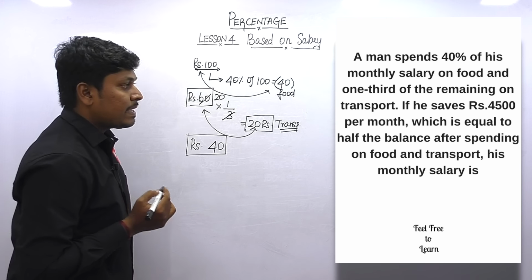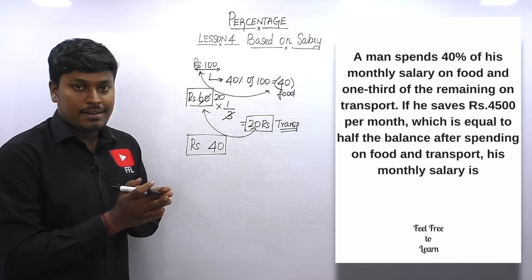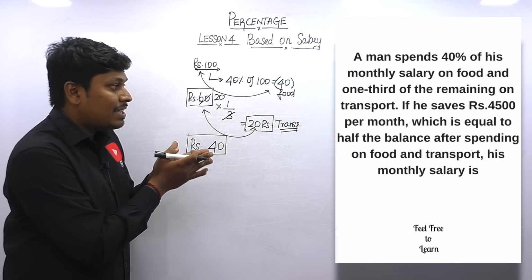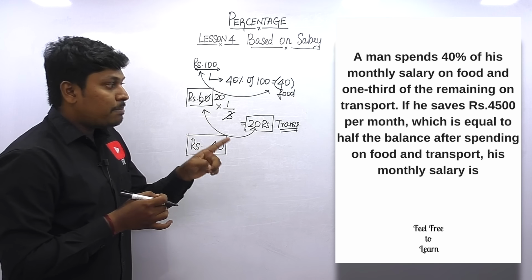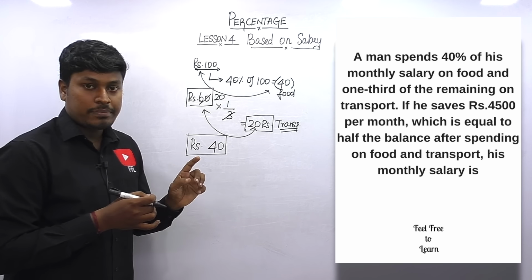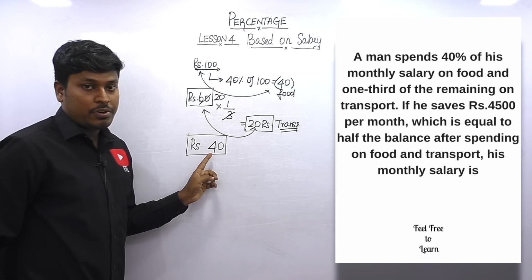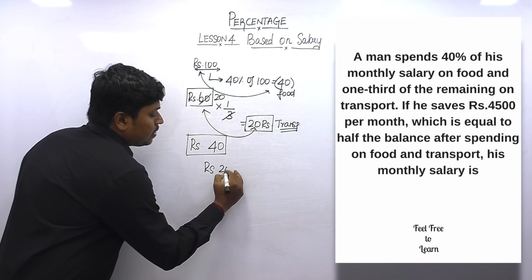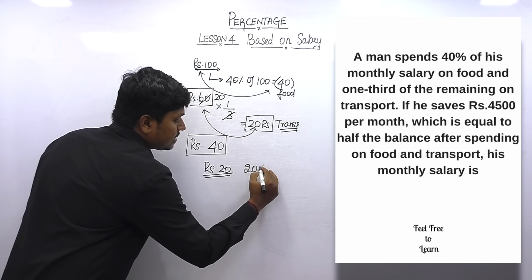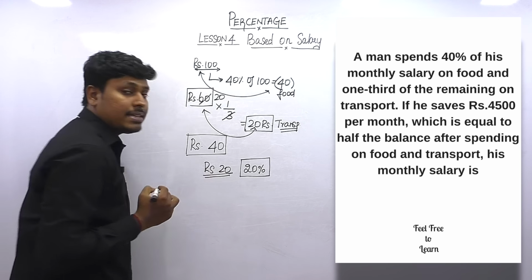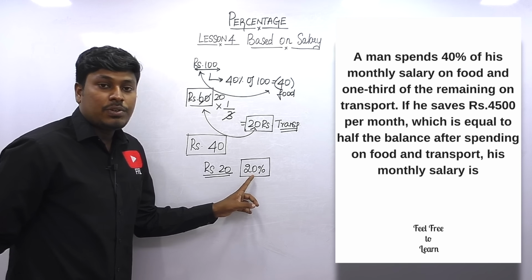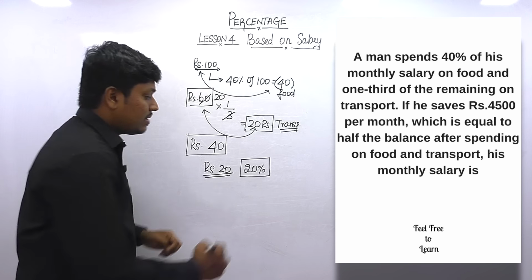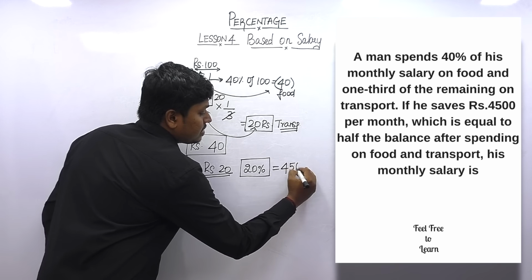Now what they are saying is, he is having a savings amount of 4,500, and this 4,500 is equal to half the balance after spending on food and transport. What is the remaining amount that we have? 40 rupees. Now they are saying half the amount is 20 rupees. So this 20 rupees is 20%, as I have already told you, at last change this to percentage. So finally he had 20% cash with him, and we know that this savings amount is 4,500. So we can say that 20% is 4,500.